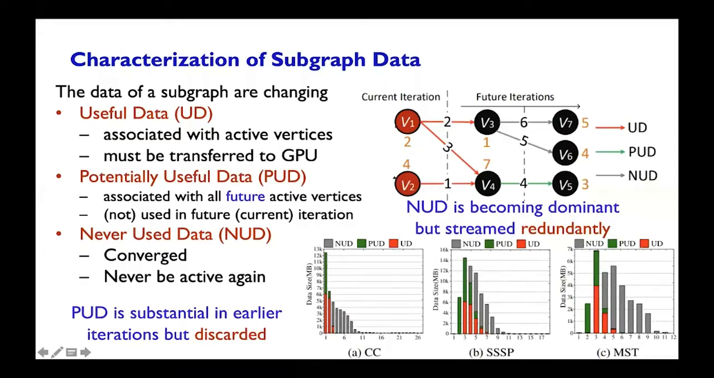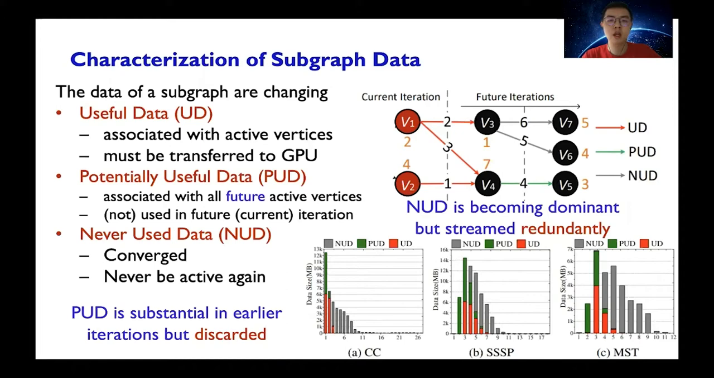This further shows the amount of UD, POD, and AOD for the active subgraphs across all the iterations for 3 graph algorithms operating on Twitter. We see that existing work wastes the host-GPU bandwidth in 2 ways. First, POD, usually discarded but needed in future iterations, is substantial in earlier iterations. Second, AOD, which becomes increasingly dominant as the iterations progress, is streamed to the GPU redundantly.